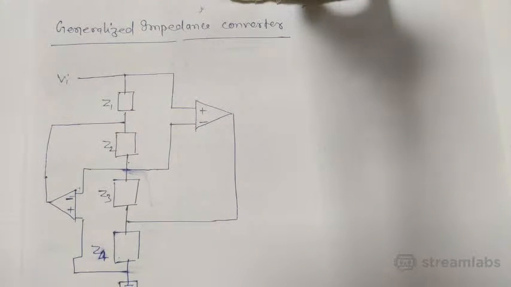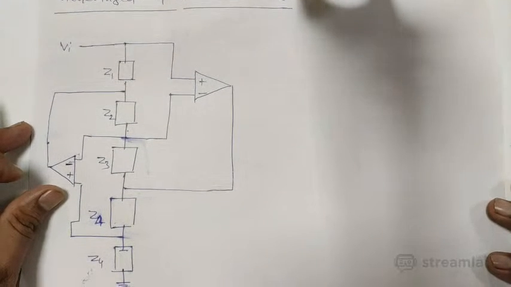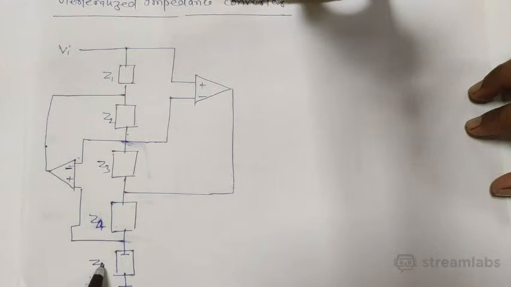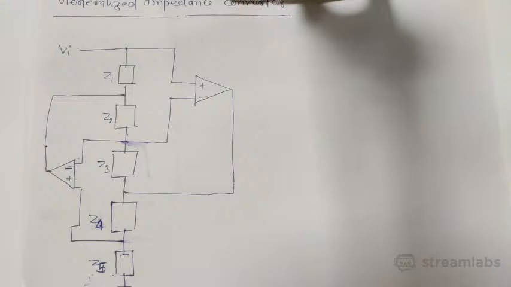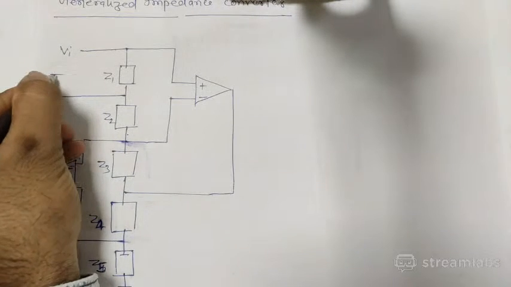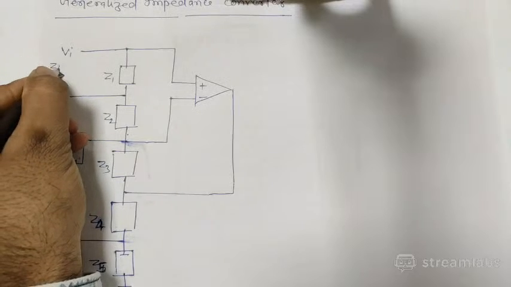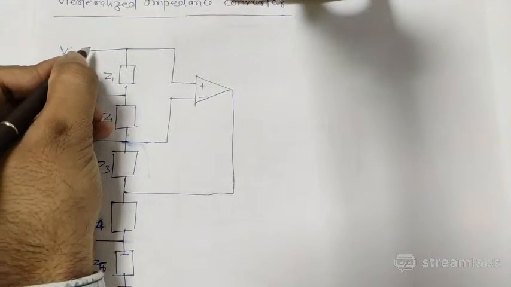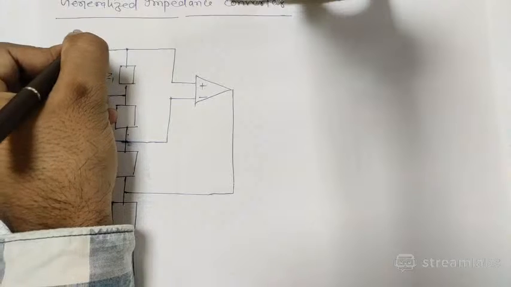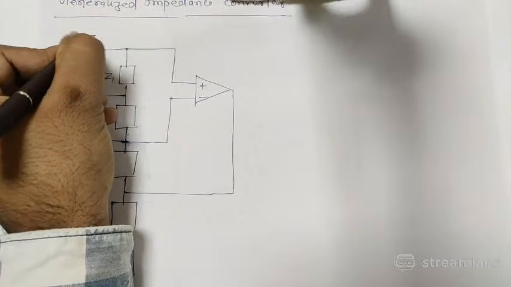Okay, just see this circuit. This circuit has 5 impedances and 2 operational amplifiers, and we need to calculate Zi. Zi means equivalent input impedance, and it can be calculated at this point. So Zi is Vi upon the input current, that is to be calculated.